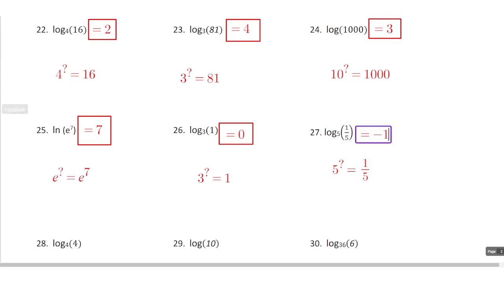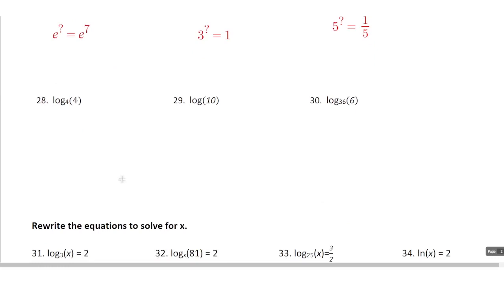5 to the negative first power is 1 over 5. Remember that when you have a negative exponent, that indicates repeated division rather than repeated multiplication. So 5 to the -1 means you take 1 and divide by 5 once. 5 to the negative third power would be 1 over, and then 5 times 5 times 5 in the denominator.